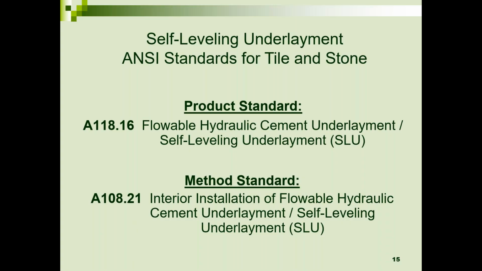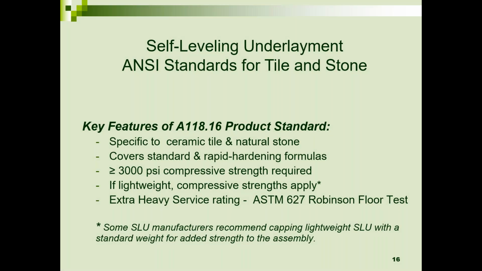Self-leveling underlayments have two standards. One is a product standard, A118.6. All manufacturers of leveling materials, their products will conform to this standard. A108.21 is the method standard, which tells you how that product is typically installed. So if you're looking at a manufacturer's self-leveling tech data sheet, product information, these two standard numbers should be popping up. You'll know that they're meeting the minimum requirements set by TCNA and ANSI. So these are the two standards that are available for cementitious leveling products.